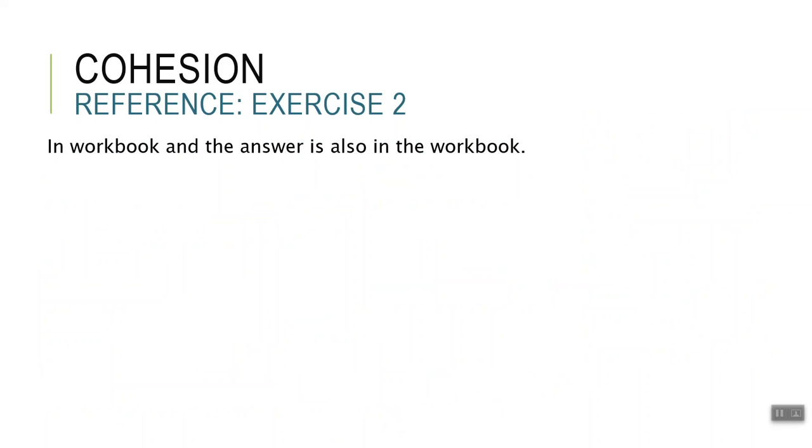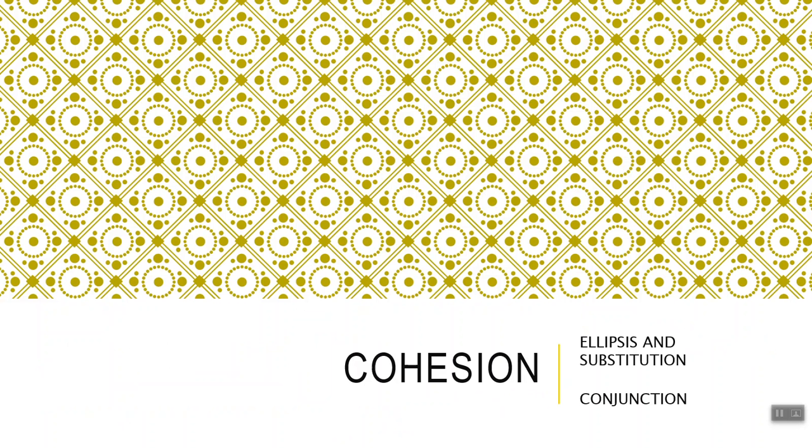Exercise 2 is in your workbook and you can try it out yourself because I don't think it's super difficult. So that's the end of this particular cohesion. We're now going to look at the next two methods in the next video. It's called ellipsis and substitution, and conjunction. So see you later. Bye.